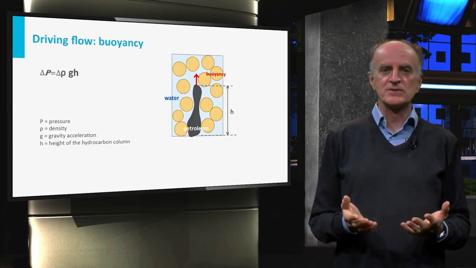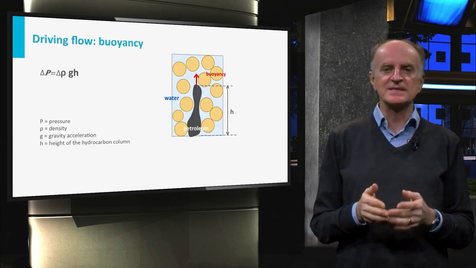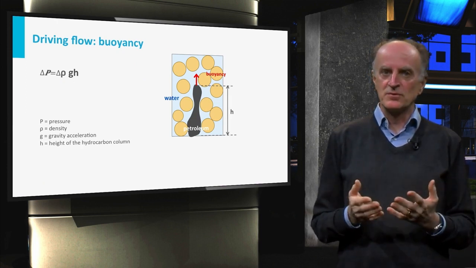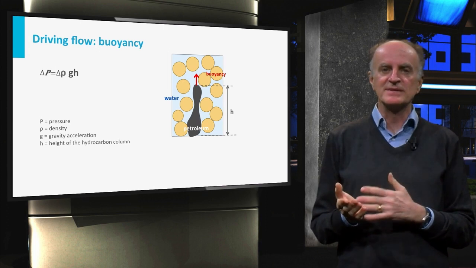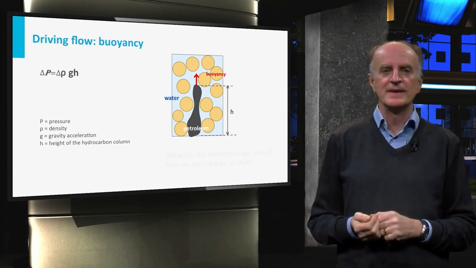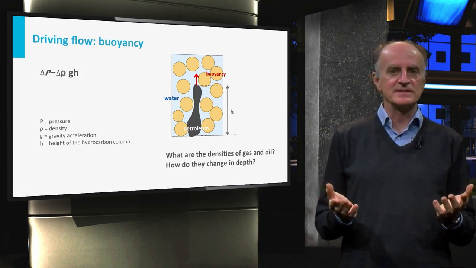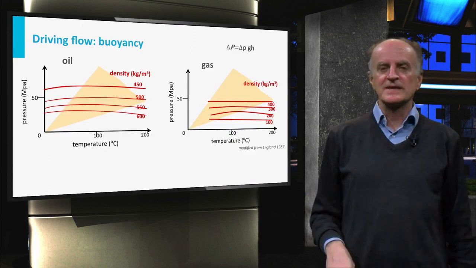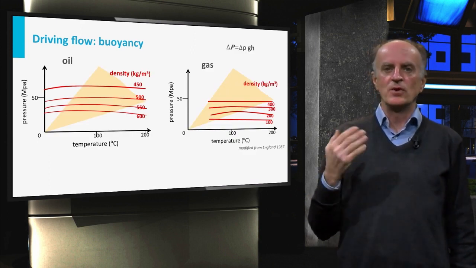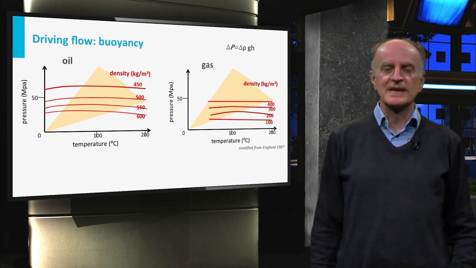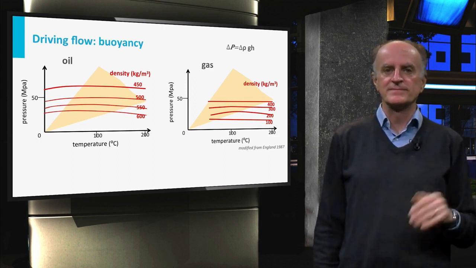Buoyancy is the pressure exerted on a mass with a density different from that of the surrounding. It is directly proportional to the density difference between the two fluids and to the height of the moving fluid. How big are density differences? How strong is the buoyancy motor? The plots in the slide show the densities of oil and gas at a range of temperatures and pressures. The latter is proportional to depth.